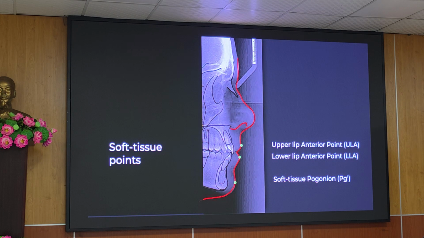Okay, you come to the next point. Now, this is pretty much a familiar point for us. We have already seen the pogonion. Pogonion is the hard tissue point, the most anterior point on the outline of the symphysis, that we have already seen. But the same point on the soft tissue chin is also called the soft tissue pogonion, and it is denoted as PG dash.